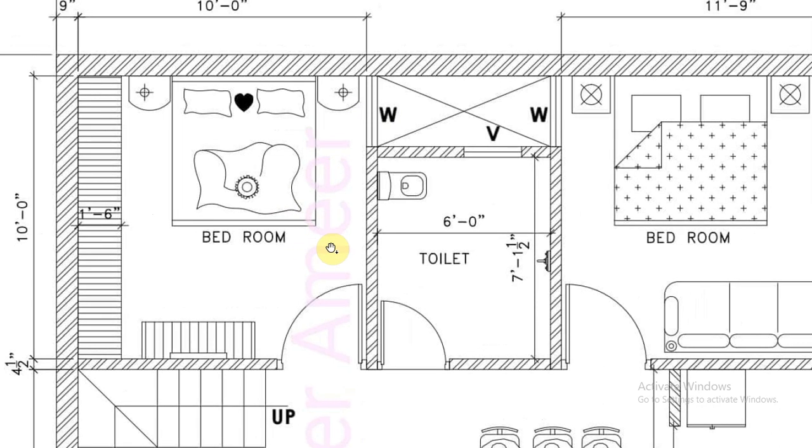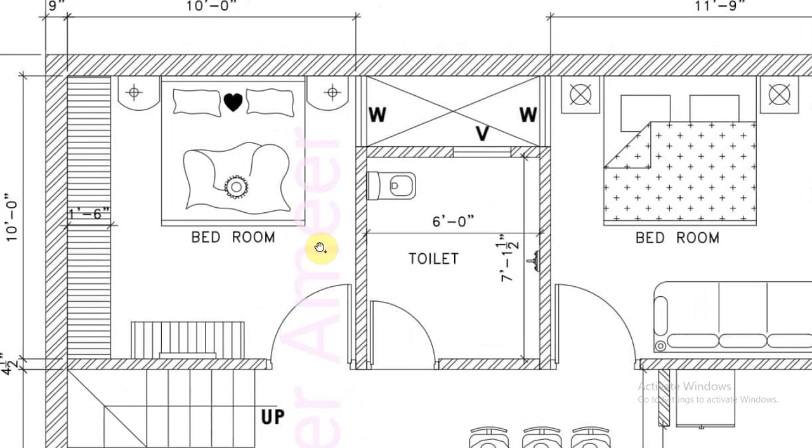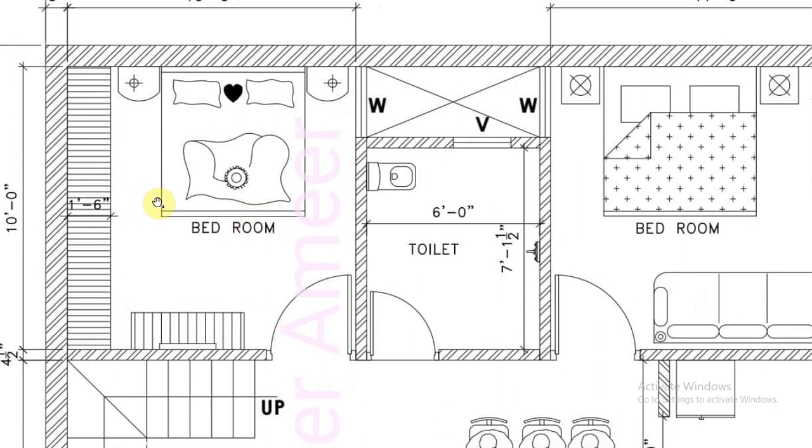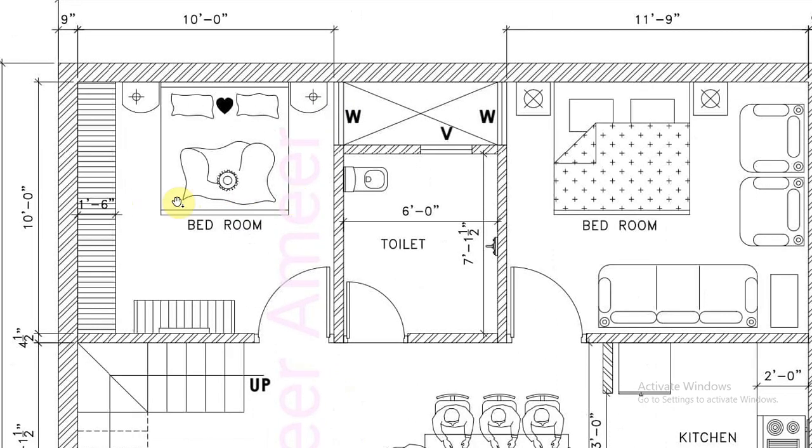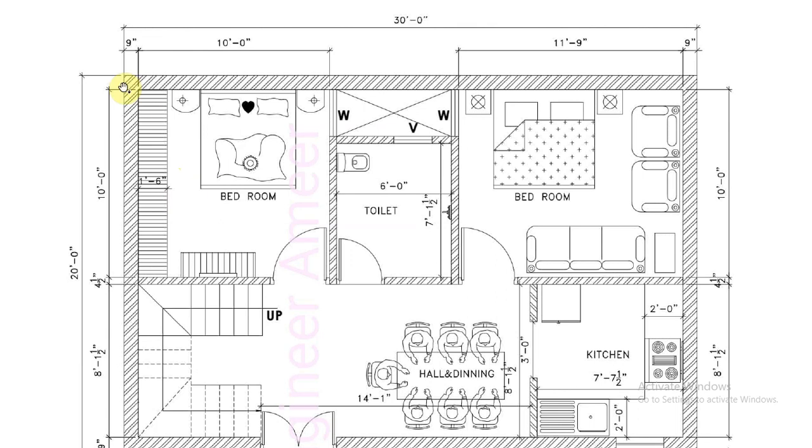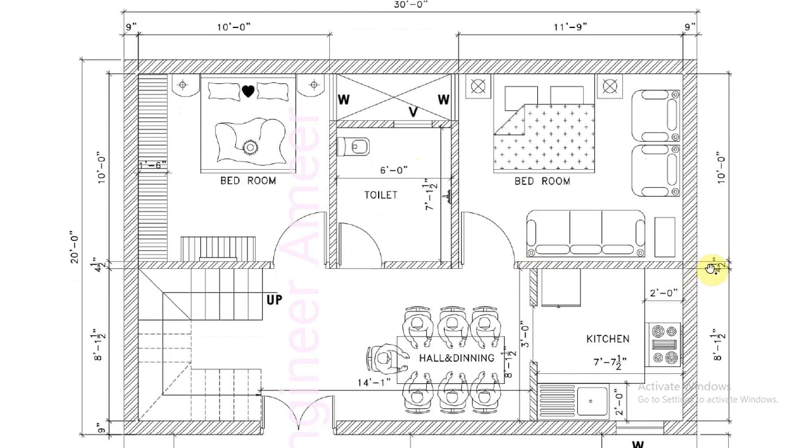Now we will discuss the wall sizes. Friends, actually this is a one side open plot, that's why I did not design any window on the outside of our house. The outside wall size is 9 inch, and the inside wall sizes are 4.5 inch. Here I mentioned the dimensions also for your reference.